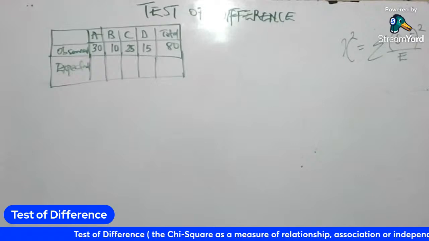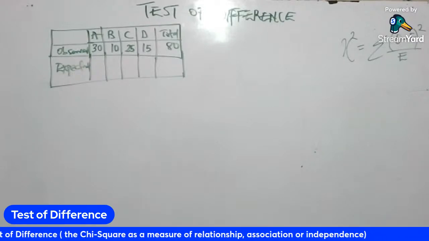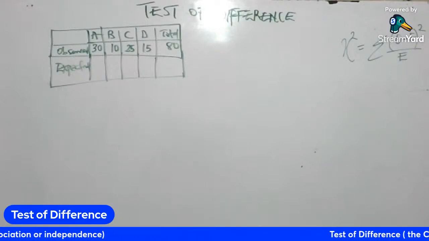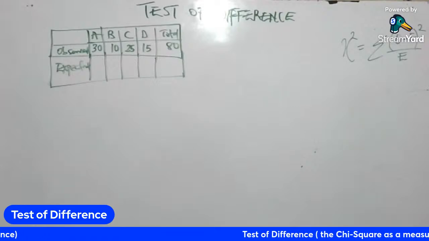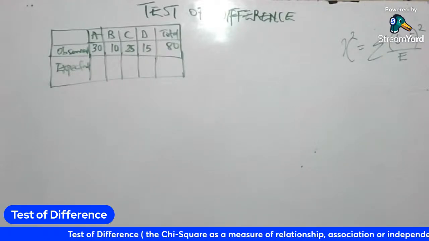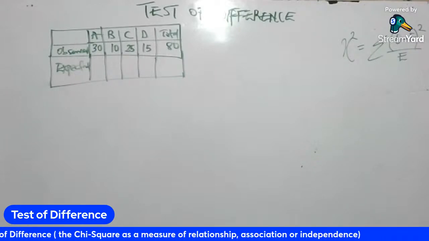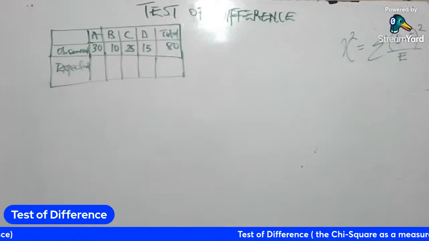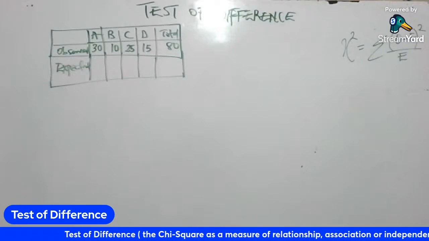The alternative hypothesis, on the other hand, will lead to the acceptance of another hypothesis. Once you reject the null hypothesis, you definitely go for the alternative one, and that is why we have the null hypothesis and the alternative hypothesis. The null hypothesis is usually represented with H0, while the alternative will be H1. So let's go into the test of difference.